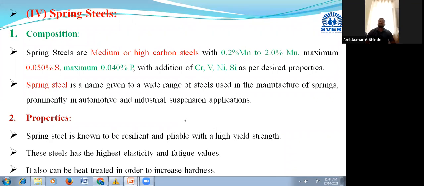Okay, why is the name spring steel given to this category? Because of their wide range of applications. They are used in the manufacturing of springs, and these springs are used in automotive and industrial suspension applications. Widely these are used for manufacturing springs, and the springs are used in the automotive field or in other industrial applications for providing the desired suspension. That's why this name is given as spring steel.